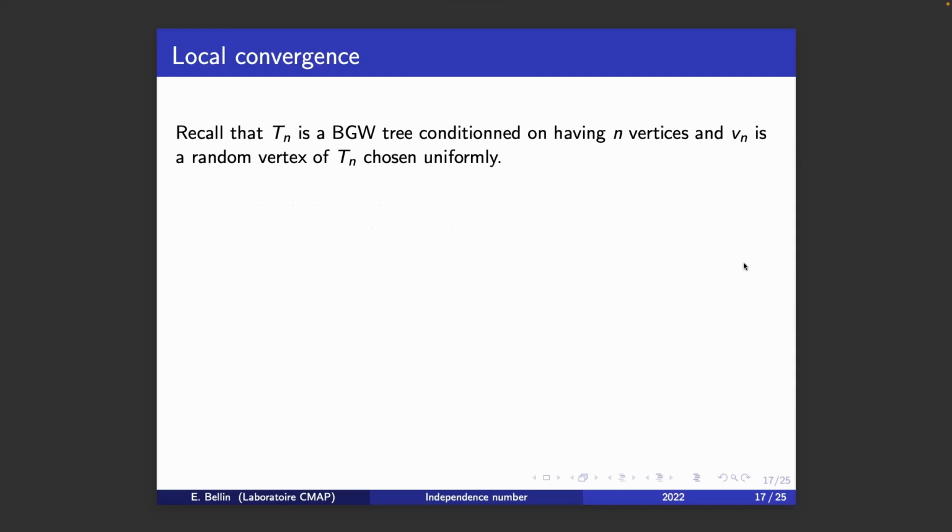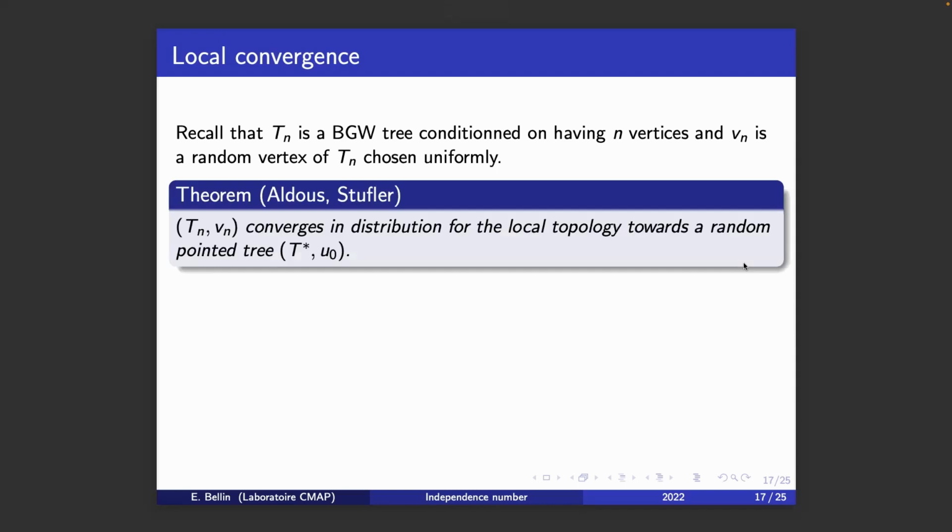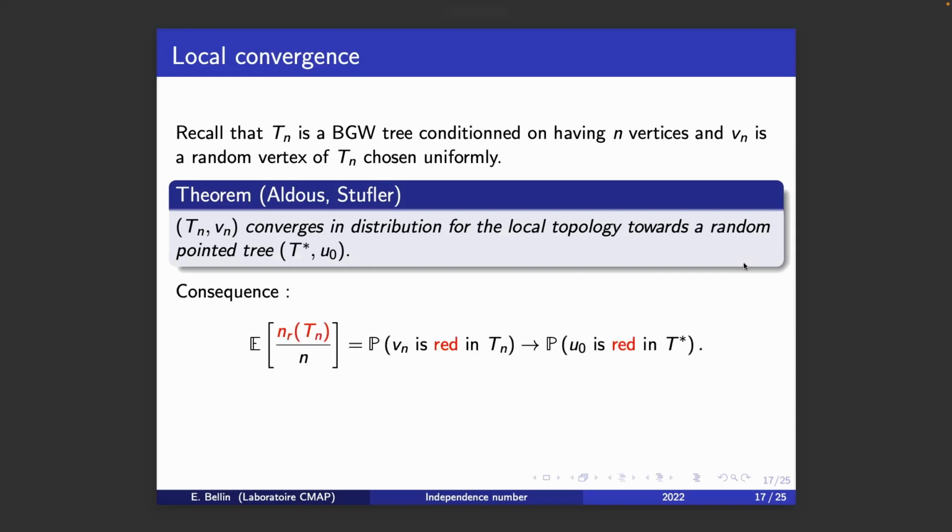So I recall that we are interested in computing the probability that Vn is red in Tn. And I will use this result that says that actually (Tn, Vn) converges for this local topology towards some infinite random pointed tree, (T star, u0). Consequently, the probability of Vn being red in Tn converges towards the probability that u0 is red in T star. So we just need to compute this probability.